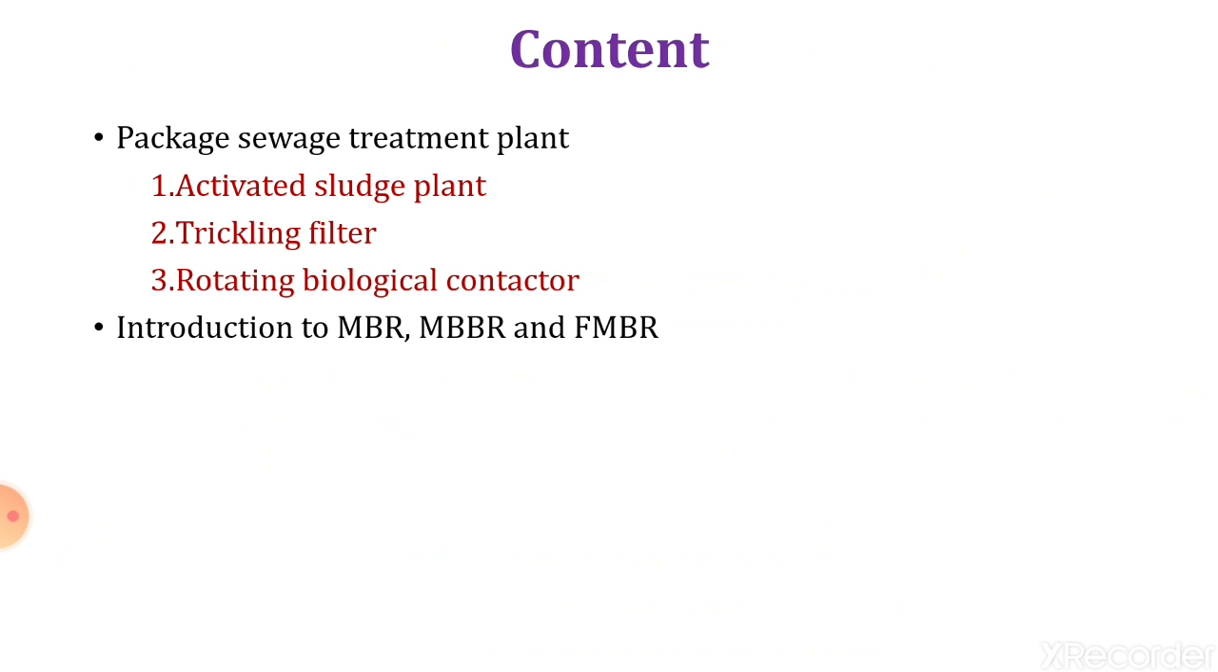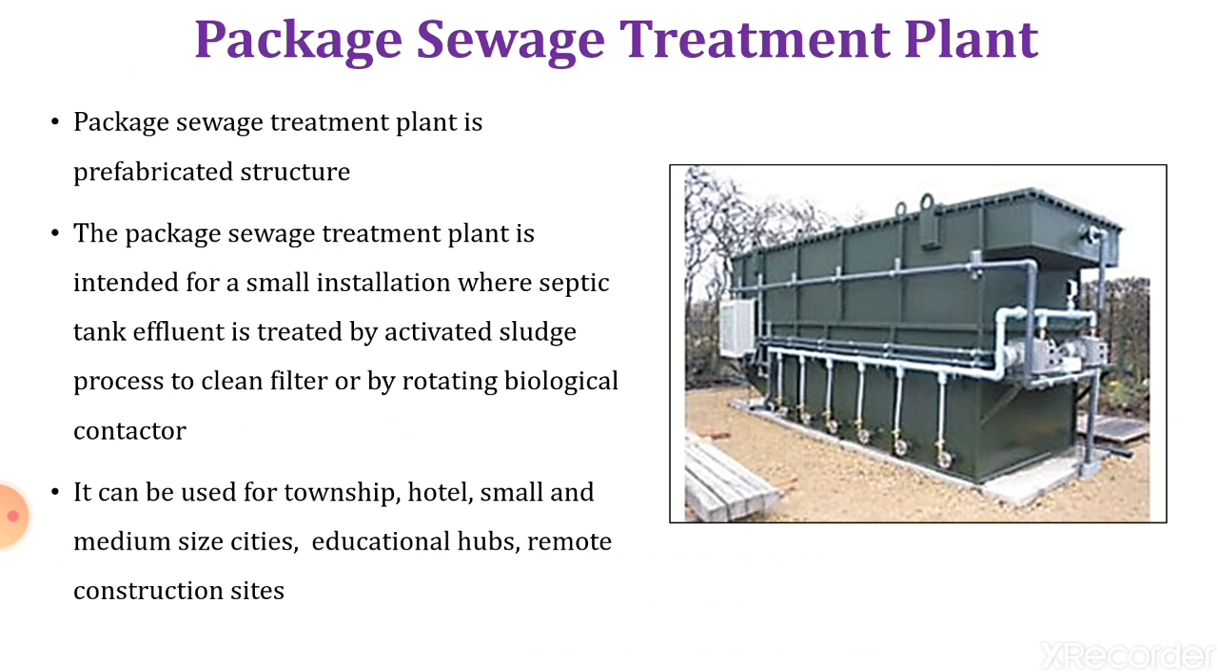The contents are the package sewage treatment plant, under that the activated sludge process, trickling filter and rotating biological contactor, and a little bit of introduction or the elementary idea about the MBR, that is membrane bioreactor, MBBR and FMBR. So let us start with the package sewage treatment plant.